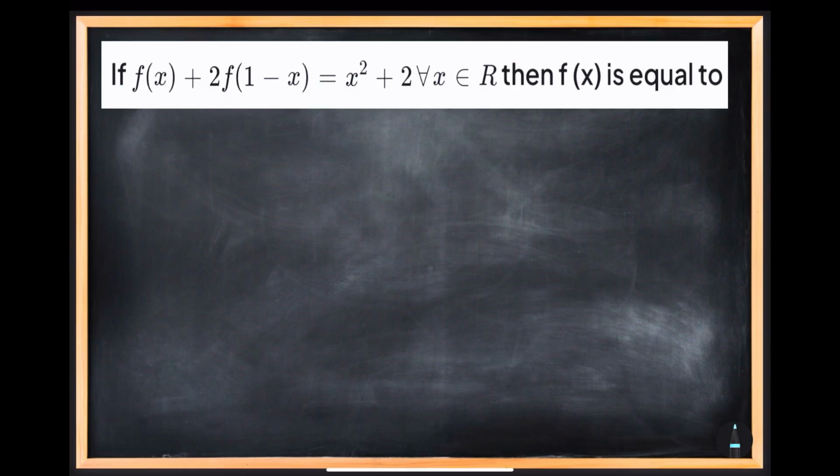So we got this situation to handle. If f of x plus 2 times f of 1 minus x equals x square plus 2 for all x belongs to R, then f of x is equal to. So the point is we need to find out f of x.